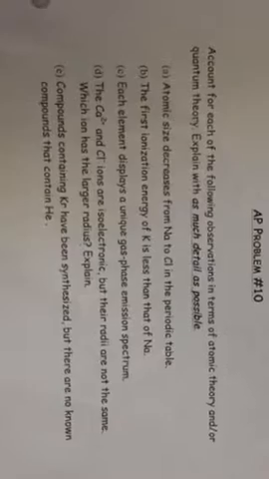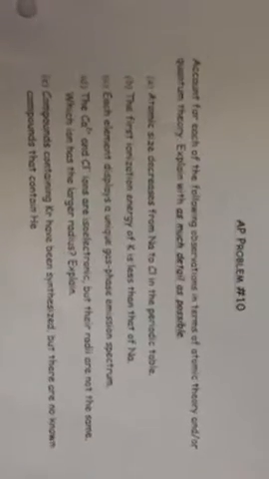Next, part C says each element displays a unique gas phase emission spectrum. So for this one, each element has different quantized energy states for its electrons. The electrons become excited after they absorb energy and change to higher energy states. Electrons fall back down to the ground state, and the emission spectrum is seen. Because each photon is associated with a specific wavelength, there are many different lines in the emission spectrum.